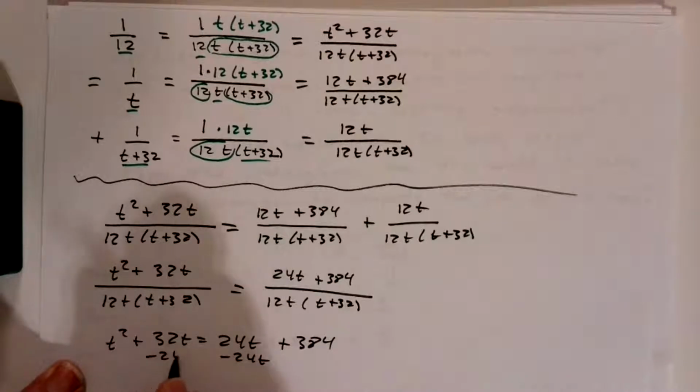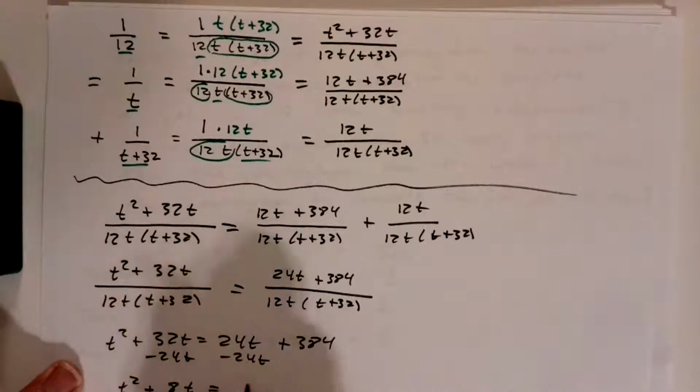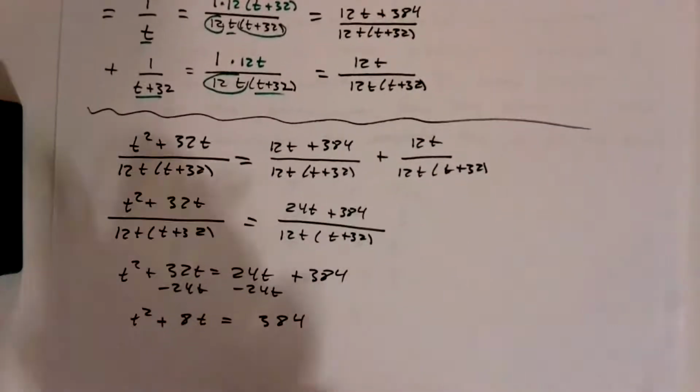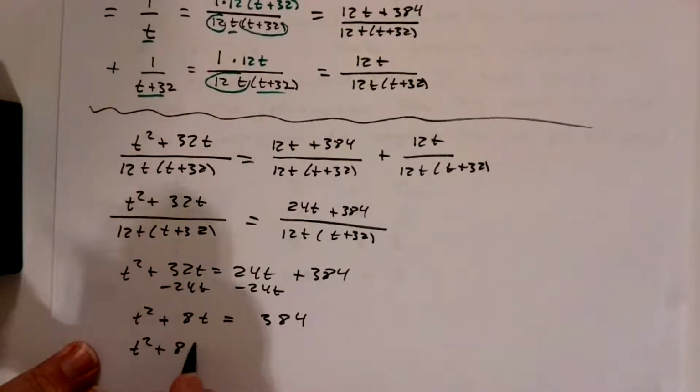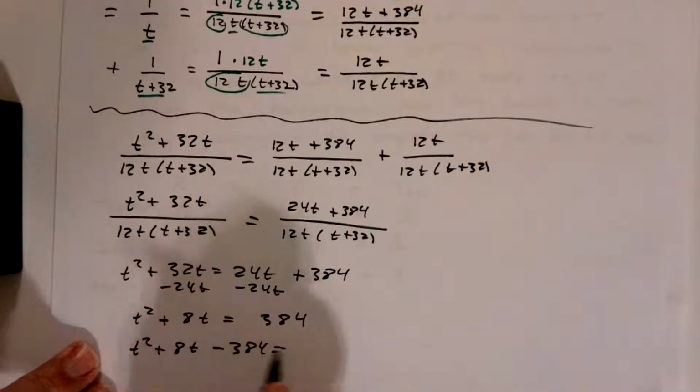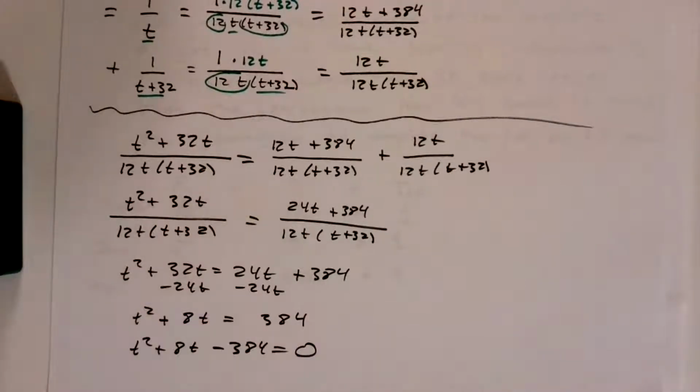Subtract 24t from both sides, and I get t squared plus 8t equals 384. Subtract 384 from both sides, and we get t squared plus 8t minus 384 equals 0. Now, how are we going to do this? That's pretty rough, because that's going to require us to do some factoring. Now, it might frankly have been simpler to use a technique like completing the square if you know that. That would make this a little easier. But we're going to have to go ahead and factor this.